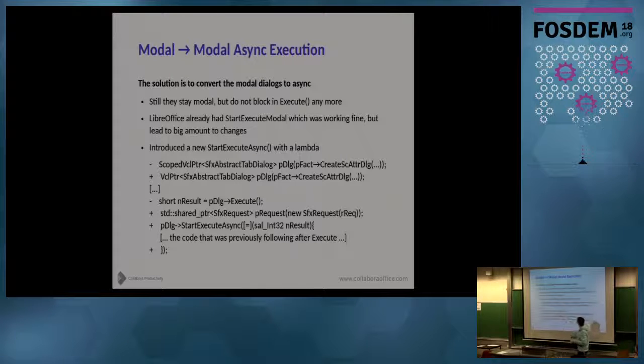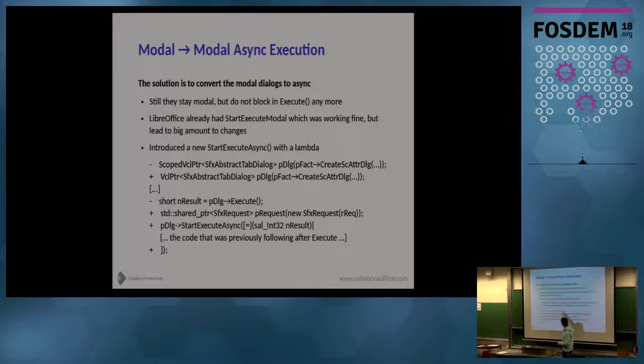actually changed that, or introduced start execute async, which gets a lambda, and changed start execute modal into using this start execute async. So now, what is normally necessary to convert a dialog from execute to async execute is that you create a dialog, not a scope VCL pointer, but just a normal VCL pointer, because the start execute async will then later take care of actually destroying the dialog.